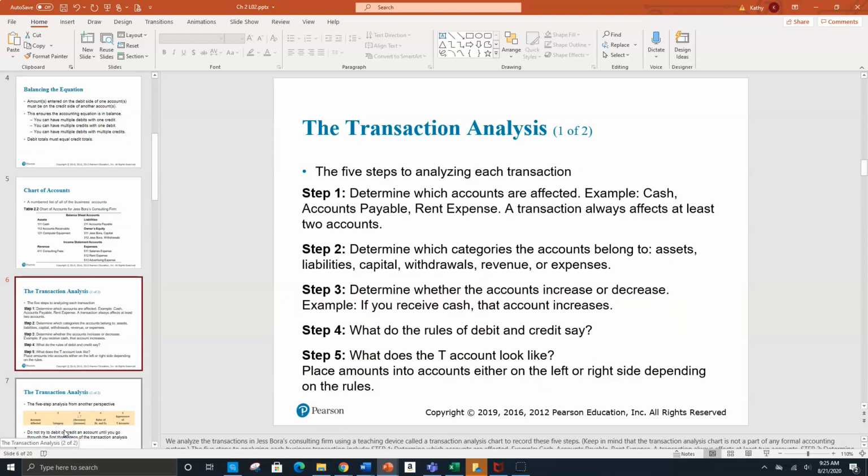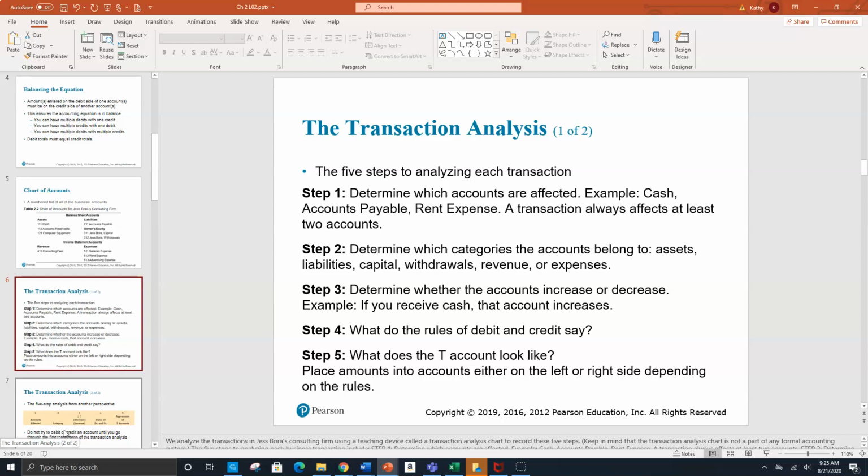Okay, transaction analysis. The 5 steps to analyzing each transaction. So there is always a transaction, and different things that you are doing in accounting. You're analyzing transactions. This 5-step process after time should become second nature, and you should be able to do it in your head very quickly. Right now, we're learning just the very basics and going over these 5 steps over and over, but hopefully very shortly you can just do these steps right away on your own. So the first step, determine which accounts are affected.